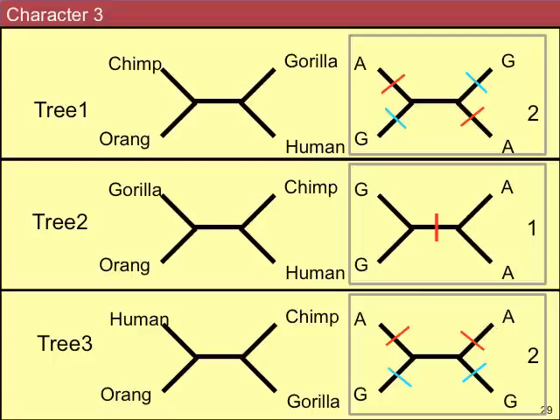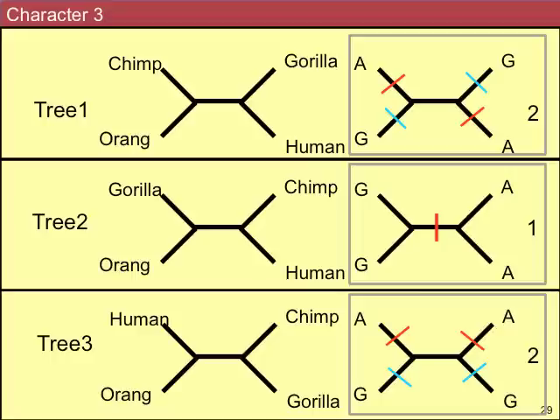Now we go to character 3, and we keep marching our way through the characters for each of the possible trees. So character 3 is slightly different than character 1 and character 2. It has this alternative pattern where 2 taxa have G and 2 taxa have A. I went through the character state testing previously for this, and this is the result that you get for tree 1. There are 2 possible character state reconstruction patterns that require only 2 steps.